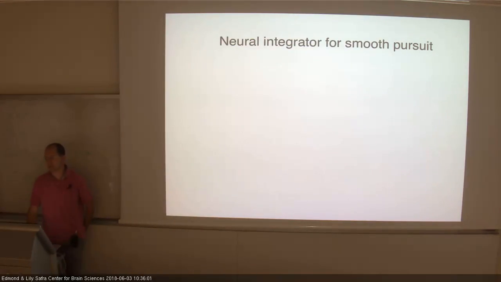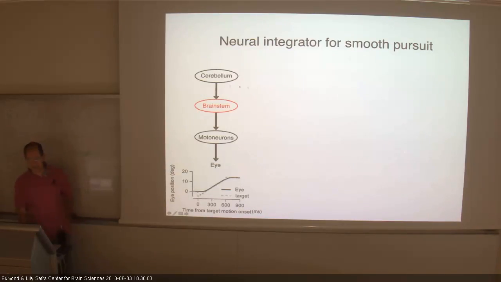We also need a neural integrator for pursuit, and here's the proof for that. So this is the system, and you'll talk about cerebellum and the brain. In this system, the cerebellum projects to the brainstem that drives the motor neurons, and then you get this kind of eye movement, okay?